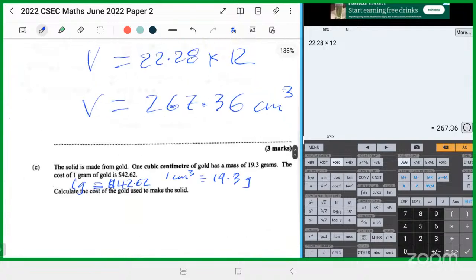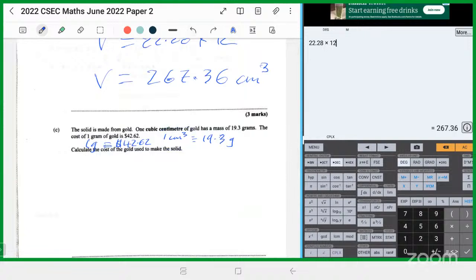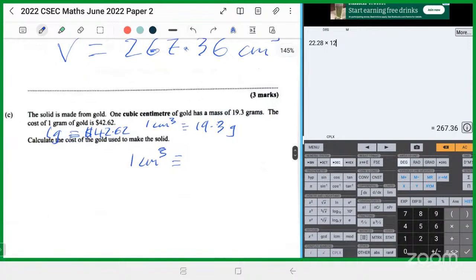Because what we know is the volume of the gold. We want to know how much money for 1 cm cube of the gold, by just multiplying this and that. So 1 cm cube of gold is equivalent to this amount of grams times this amount of money. 1 gram is this amount of money, so to get the money for this, we multiply by the unit price. So we put 19.3 times 42.62. That's the amount for 1 cm cube.